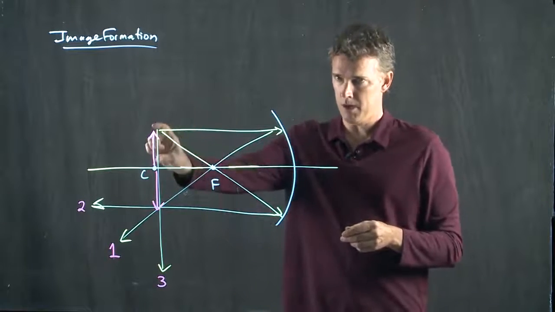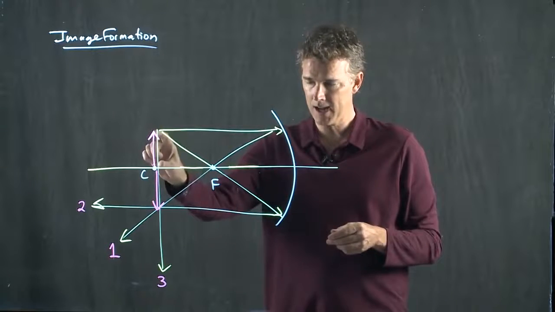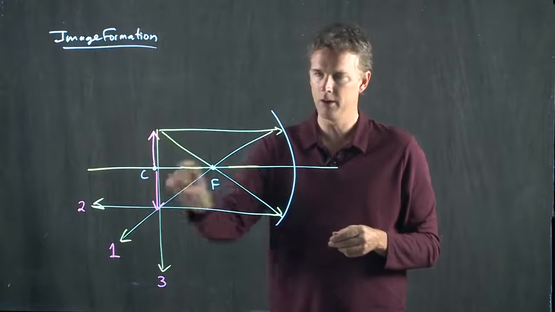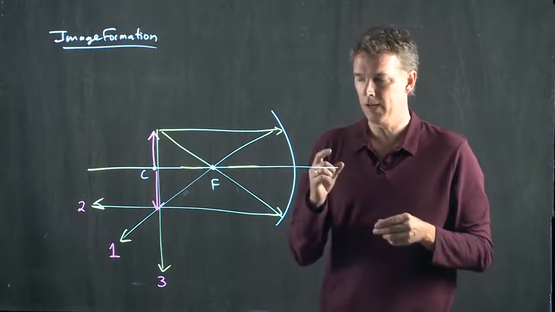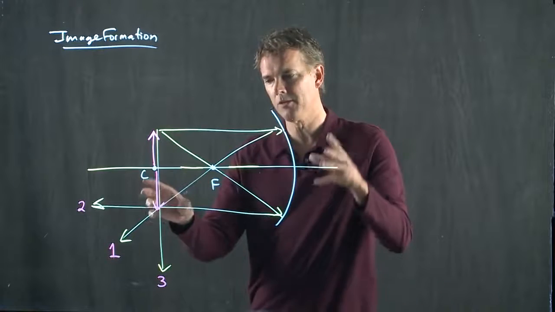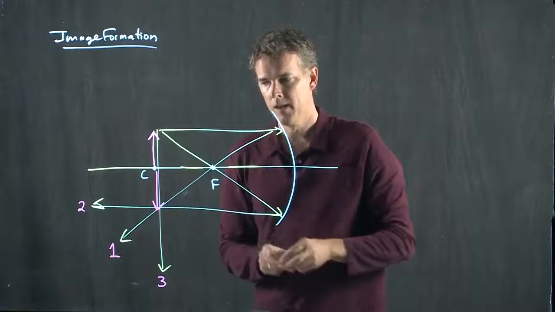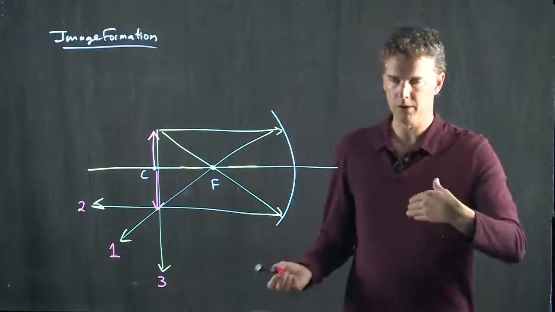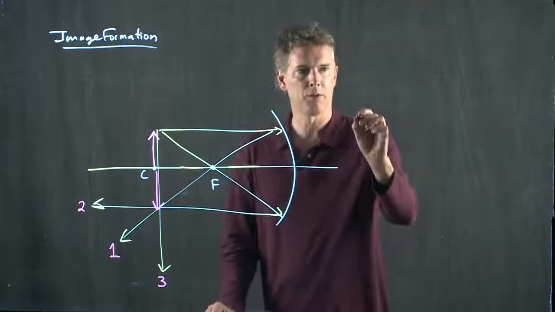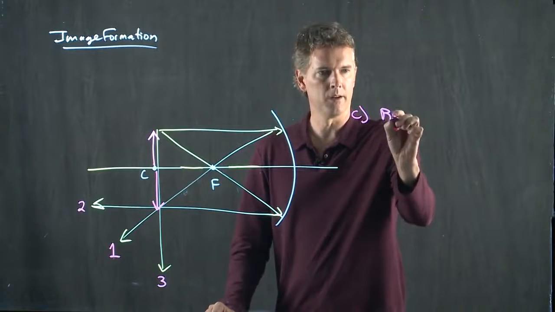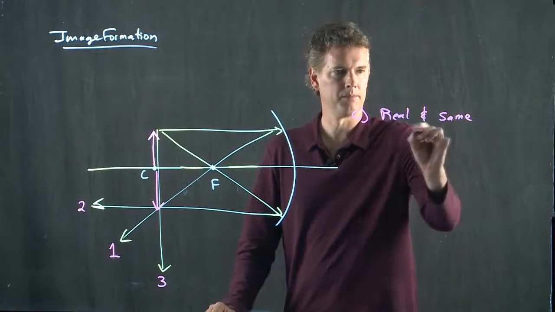The image looks to be exactly the same size as the object. Here's our object, here's our image. Okay? So it's also real because there are real rays coming to form it. And it is inverted, which just means upside down. And so the answer is C, of course, real and same size.